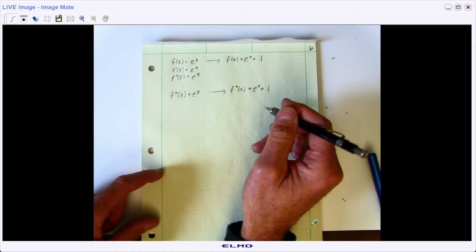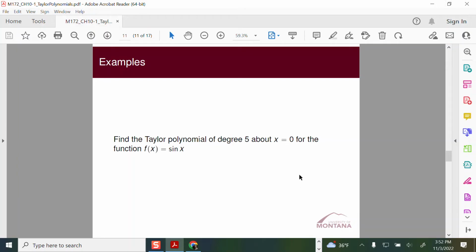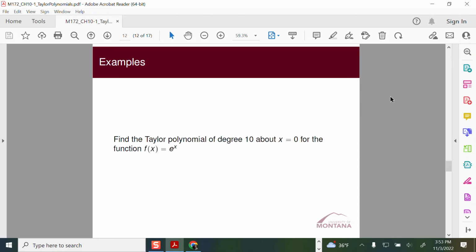So sort of going back to the general format, all of these, f of 0, f prime of 0, f double prime of 0, f triple prime, quadruple prime, f^(n) prime, right? Those are all 1s. So that means that e to the x should just be 1 plus 1 times x plus 1 times x squared over 2 factorial plus 1 times x cubed over 3 factorial, and so on all the way through. So that makes everything fairly easy for e to the x.